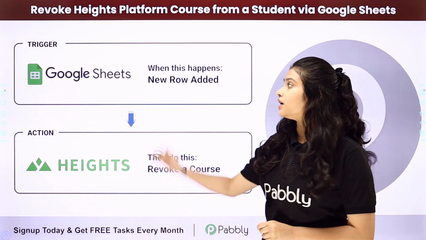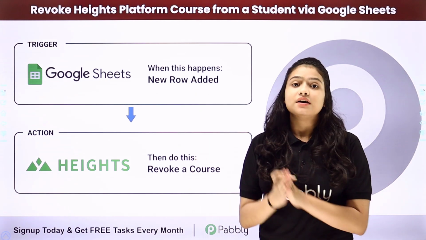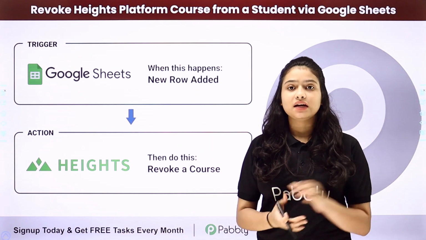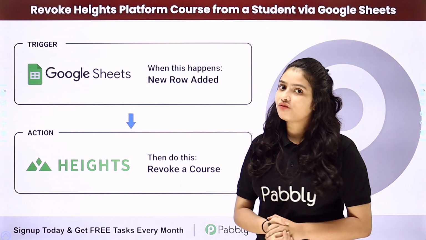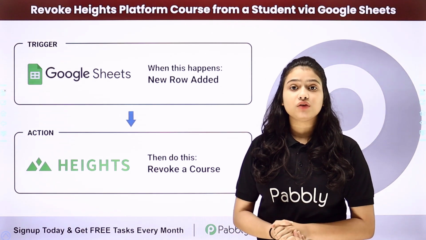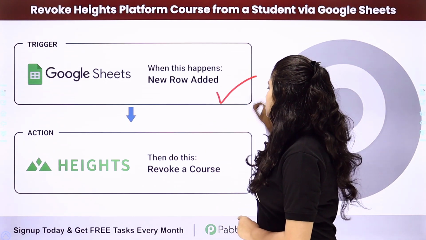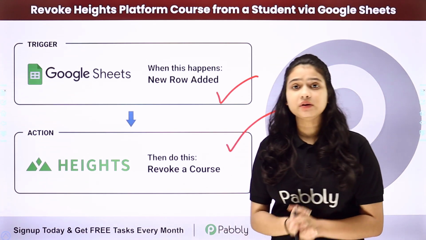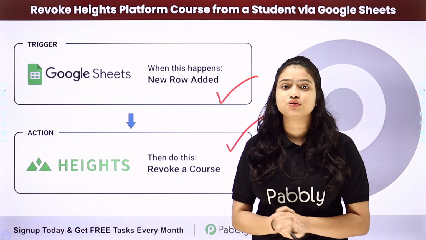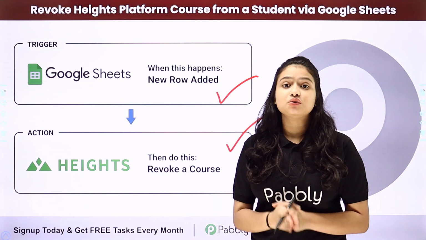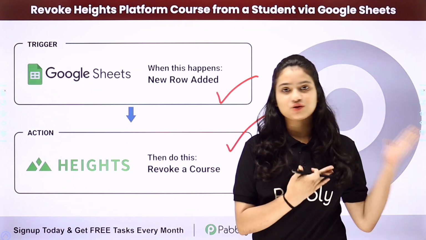For that we will have to integrate our Google Sheets with Heights platform. So to do that we are going to use Pabbly Connect, which is an amazing automation and integration software, in order to connect both of them. Now what are we going to do? We have Google Sheets in our trigger and Heights platform in our action. So we will be connecting both of them by using Pabbly Connect in order to automate this entire process. Now to learn the entire process step by step, let me take you all to my screen.